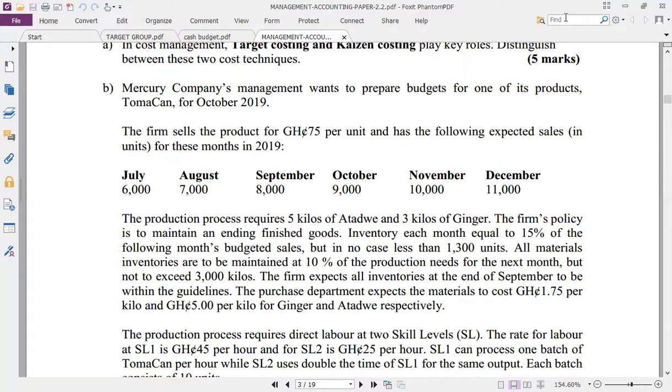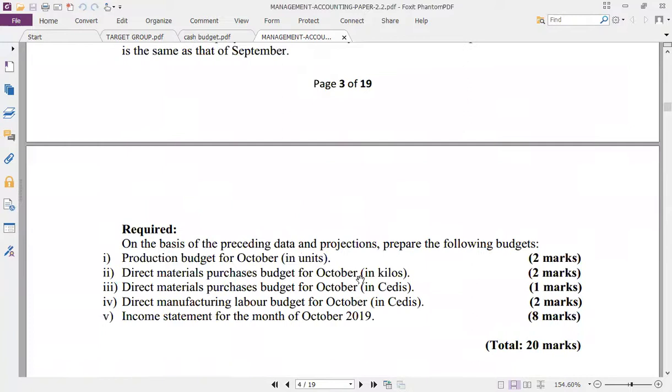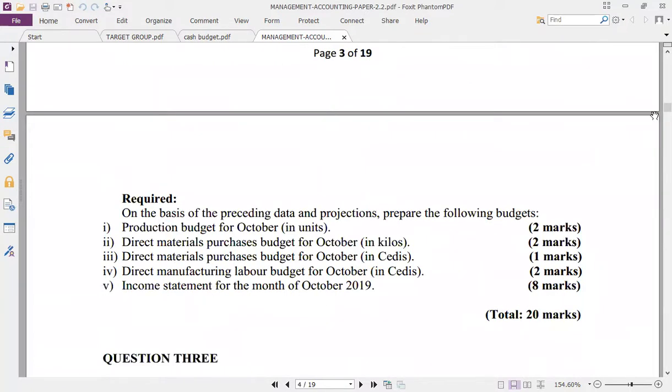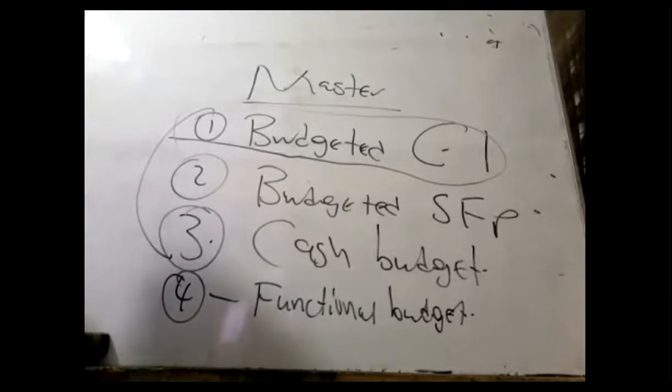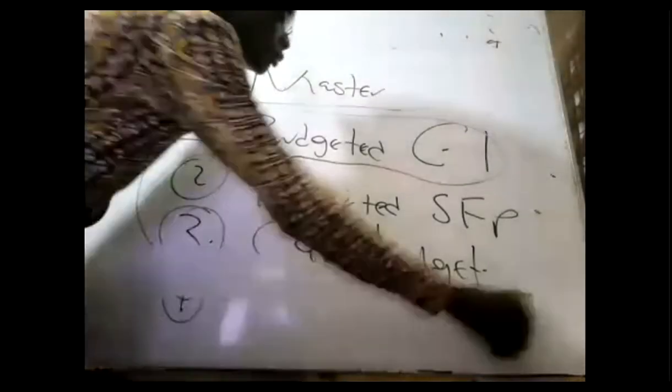But let's go to the board and set the tone. The source will pay income statement, right? Income statement for the month of October. This is a master budget, just that only the income statement appears. I'm thinking the financial position also comes with it, so that the equation will be balanced.